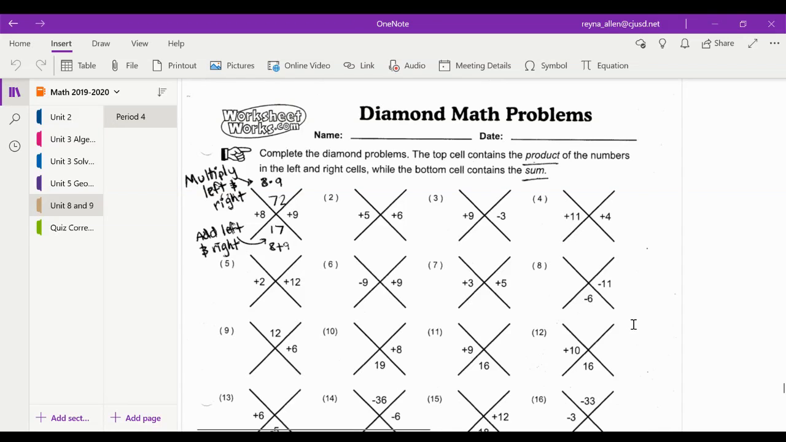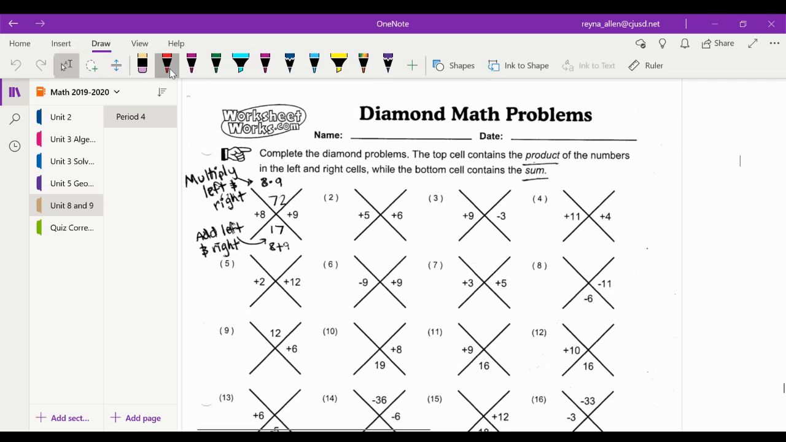For this assignment, you guys are going to be completing these diamond math problems. It's like a puzzle. The way you complete the puzzle is you are going to be given two numbers. It might be the left and the right, it might be top and bottom, might be sides. But the rules are your left and right numbers should multiply to give you the number on the top. And then the left and right numbers should add to give you the number on the bottom.